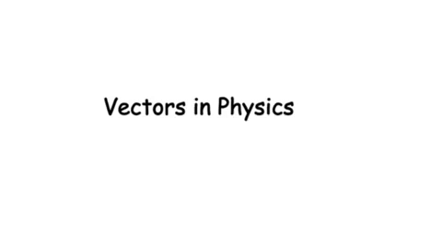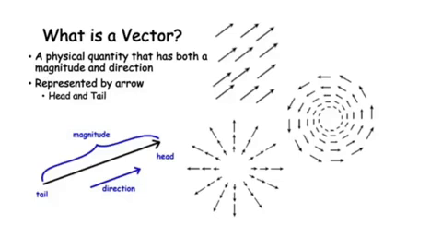Okay, so let's have a little bit of a discussion about vectors in physics. We've already talked about the fact that vectors are a physical quantity that has both a magnitude and a direction. It's represented by an arrow, as you see, and the length of the arrow tells you the magnitude. If the arrow is longer, it's greater magnitude; shorter, less magnitude.